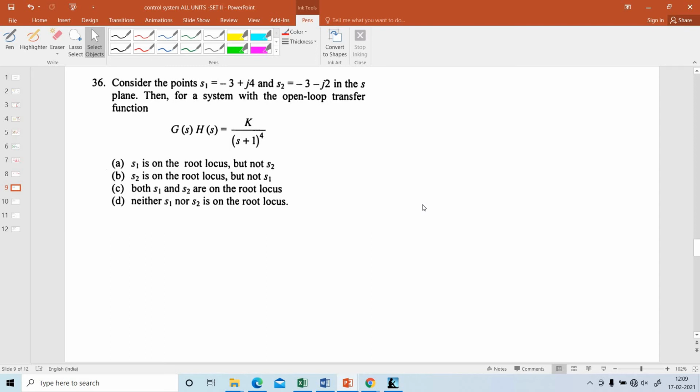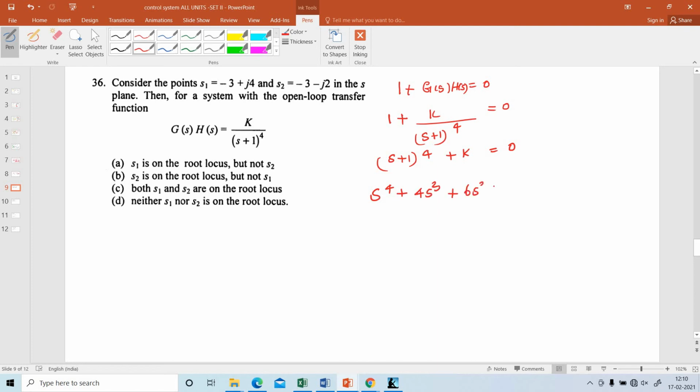Problem 36. Consider the points S1 equal to minus 3 plus j4 and S2 equal to minus 3 minus j2 in the S-plane. For a system with open loop transfer function, G of S into H of S equal to K divided by S plus 1 the whole power 4. So first of all, I am going to find out the characteristic equation. So 1 plus G of S into H of S is equal to 0. 1 plus K by S plus 1 the whole power 4 equal to 0. So S plus 1 the whole power 4 plus K is equal to 0. Have to expand this: S power 4 plus 4 S cube plus 6 S square plus 4 S plus 1 plus K equal to 0.